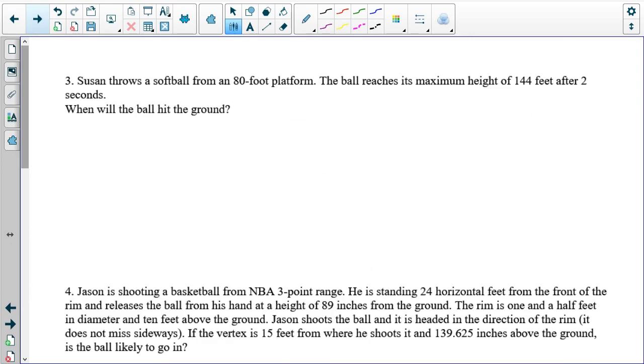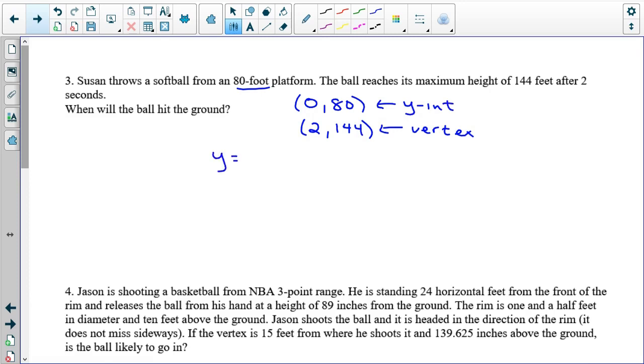Problem 3, Susan throws a softball from an 80-foot platform. So that means I have the point (0, 80) on my curve. The ball reaches a maximum height at 2 seconds of 144 feet. So this is the vertex, and this is the y-intercept. So I'm probably going to want to use vertex form. So y equals a times (x minus 2) squared plus 144.